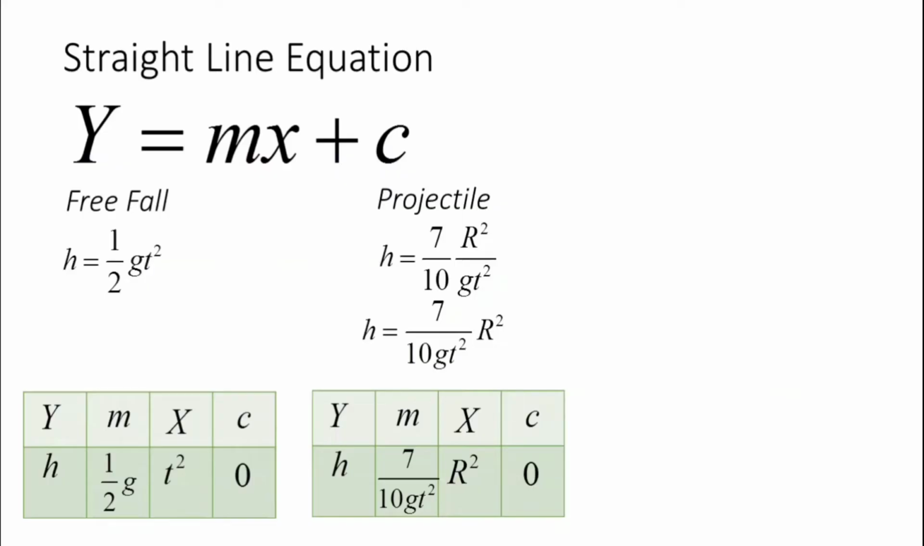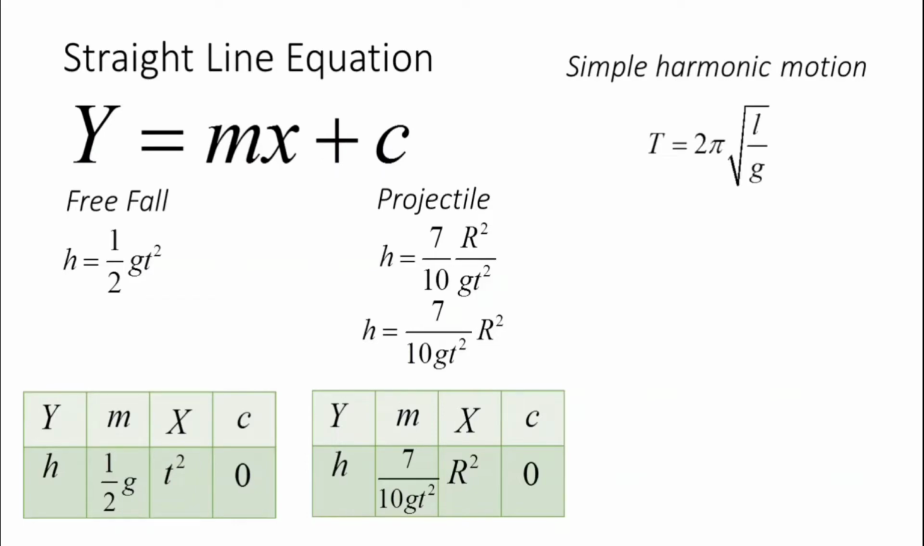Moving on to the third example. This one is a little bit tricky. In the simple harmonic motion experiment, we are trying to investigate the relationship between the length of the pendulum with the period of oscillation. The equation given to us is t, the period, equals to 2 pi times square root L over G.